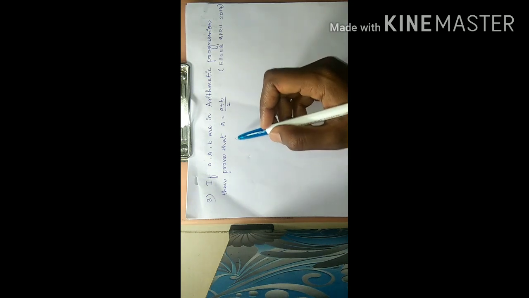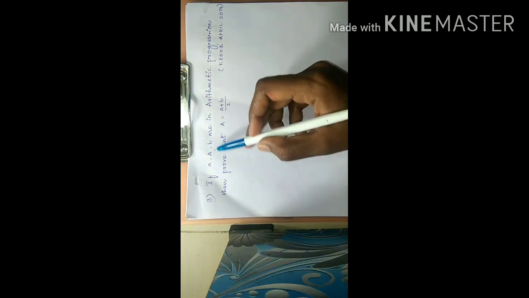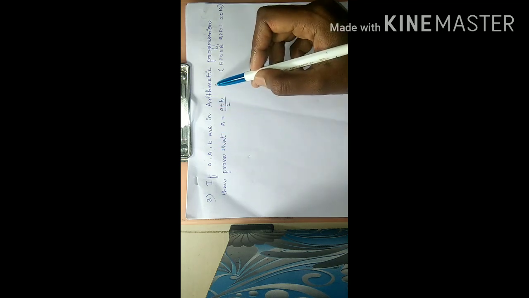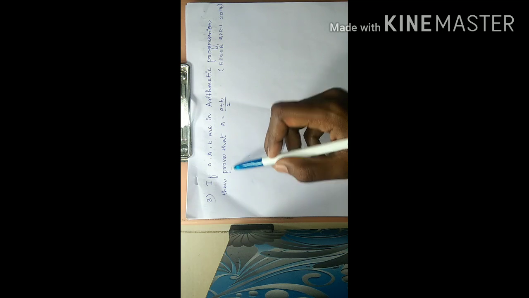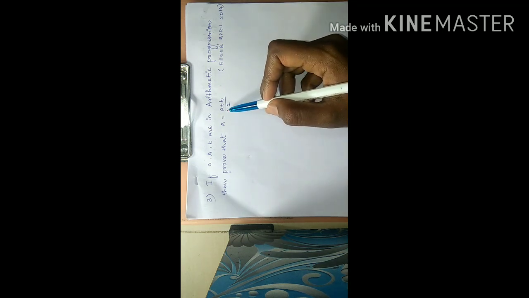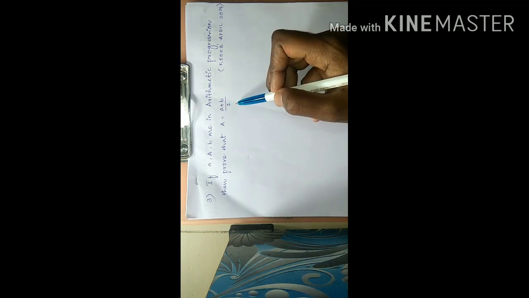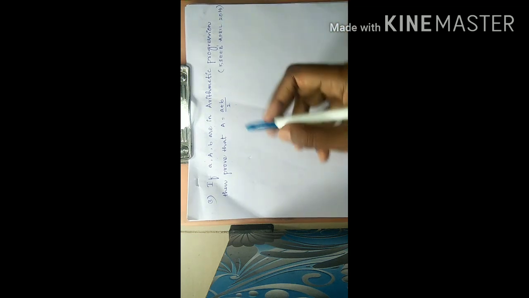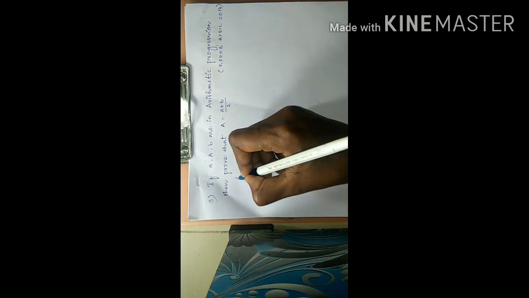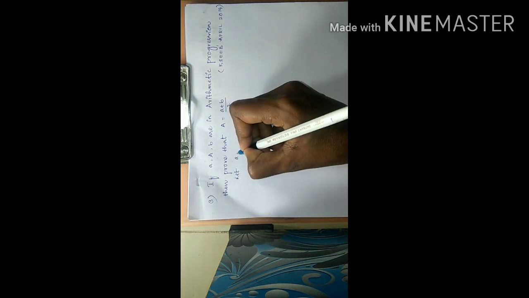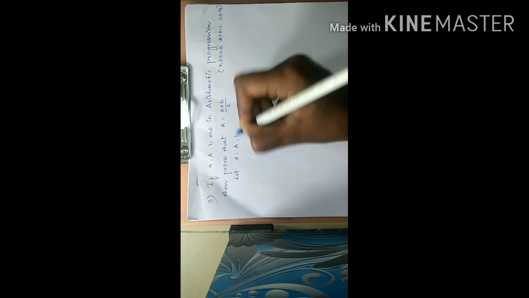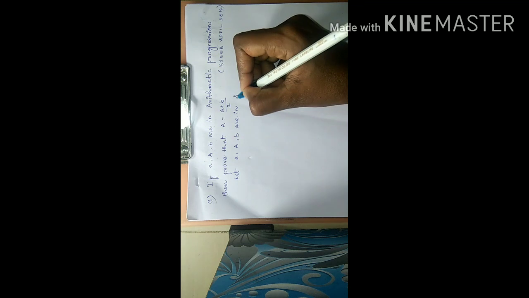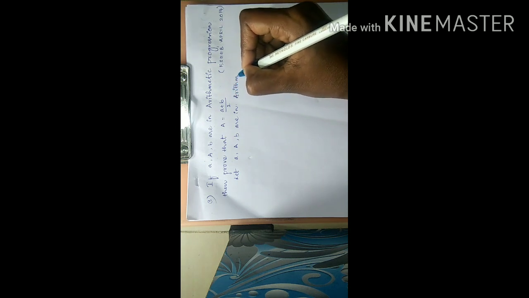Now we'll go to the third example. If small a, capital A and small b are in arithmetic progression, then prove that A is equal to (a plus b) by 2. So this question came in April 2014. So here, what is given: a, capital A and b are in arithmetic progression.